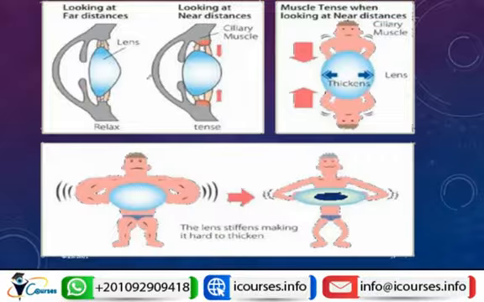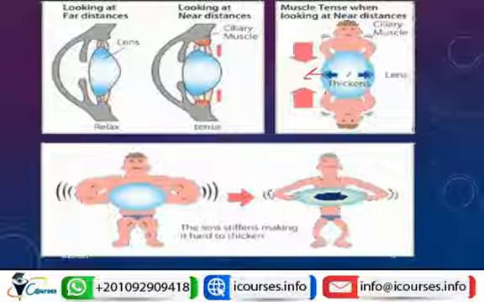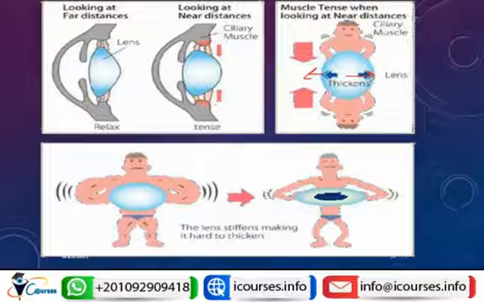So here is an example for the accommodation. When looking at the distance, there will be a relaxation of the ciliary muscle, so the zonule will be tense. If there is looking to a near target, there will be contraction of the ciliary muscle, and this will lead to slackening of the zonule, causing anteroposterior bulge of the lens. Then the ciliary muscle, you can consider it like two persons pushing the lens, so that this will lead to bulge of the anteroposterior diameter of the lens, increasing its refractive power.